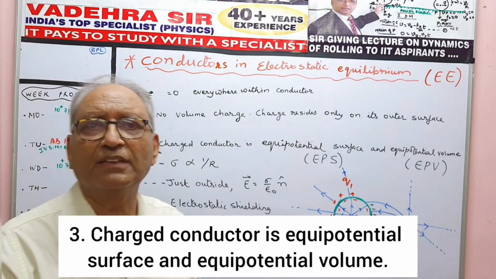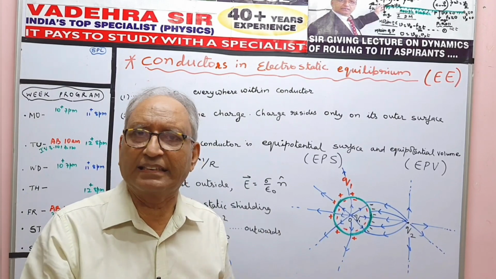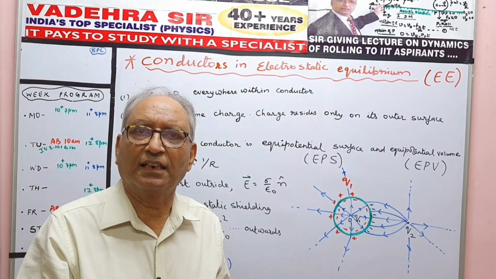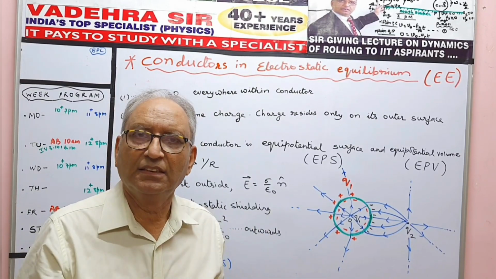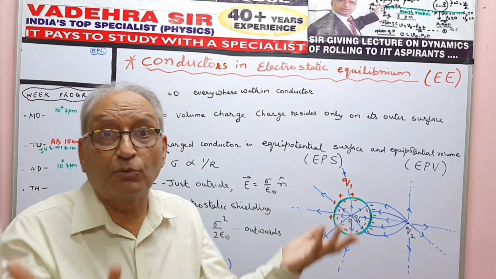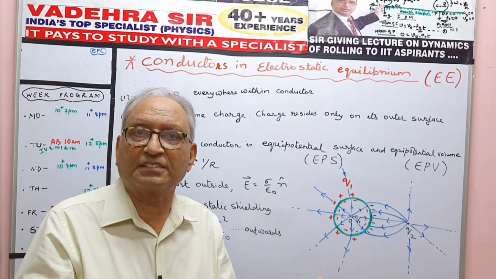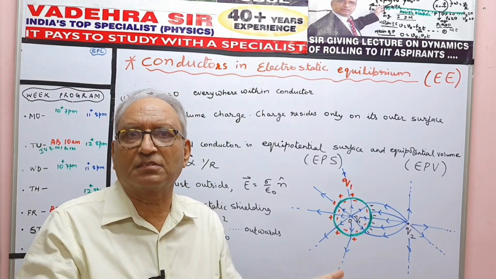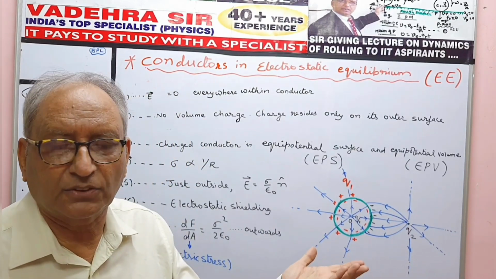Obviously, if the field everywhere is zero within the conductor, then, since electric field is the negative potential gradient, the potential has to be constant. Otherwise, there would be surface currents and volume currents, which is not possible. If so, the conductor would not be in electrostatic equilibrium.